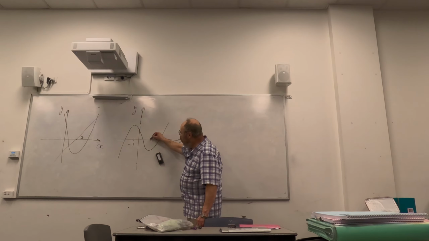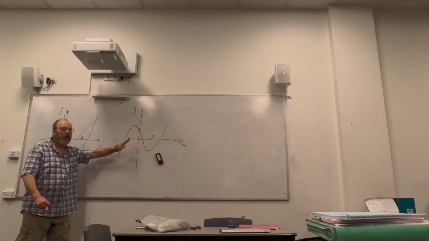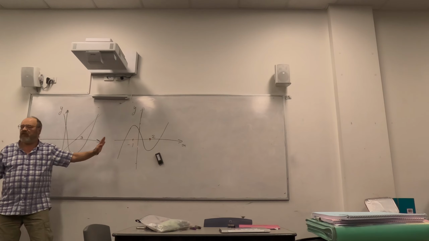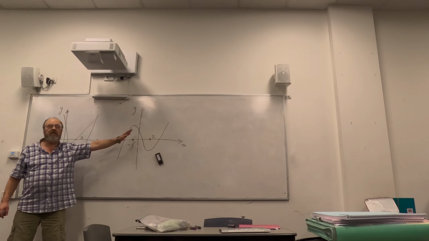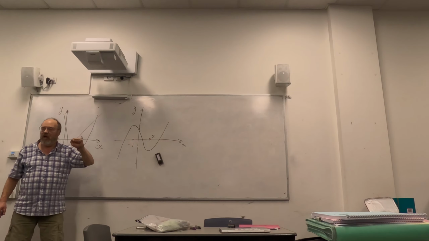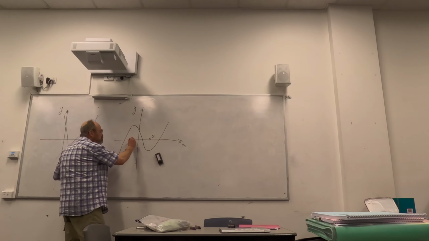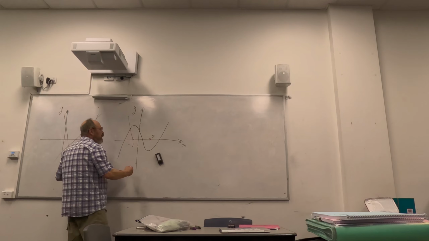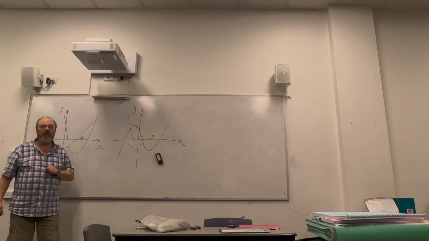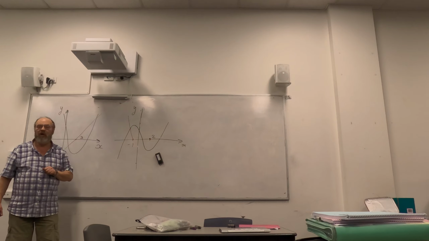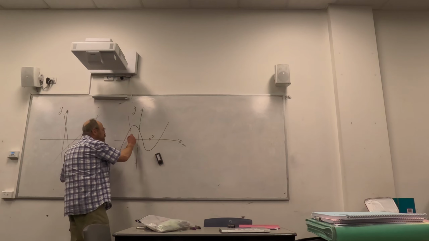Now, the function to the left of x equals negative 1: is it increasing or decreasing? Increasing. That means the derivative is positive. Between -1 and 2, the function is decreasing, so the derivative has to be negative.